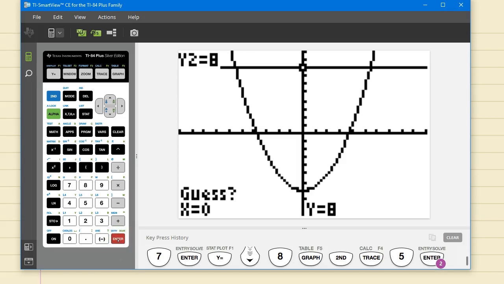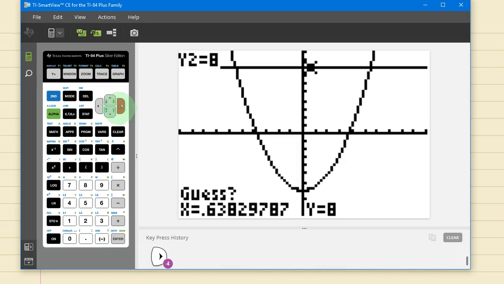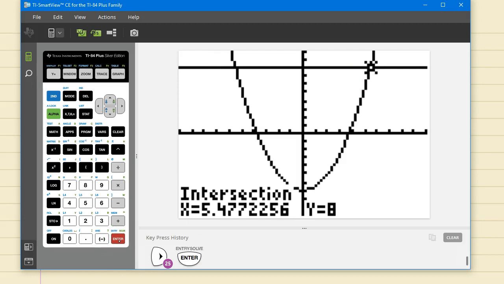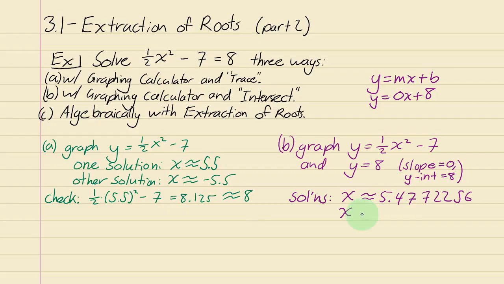And then it asks for a guess. The guess will help you if you get closer to one of the solutions than the other one. It will give you the solution you want. So I'm going to hit enter there. Okay, and it looks like x is 5.477256. You could do the intersect feature here again to get the other one, but if you believe the graph is symmetrical, you can probably skip that and know that it's going to be x equals negative 5.477226. So those sound like our two solutions.